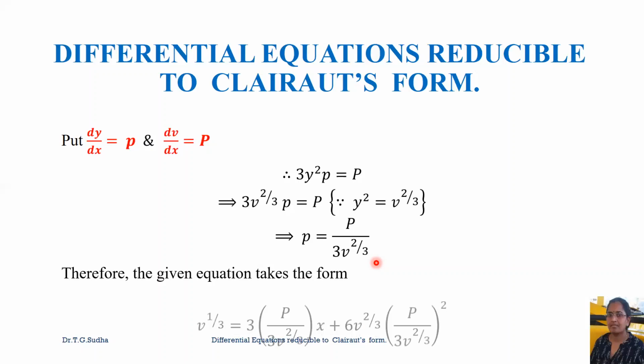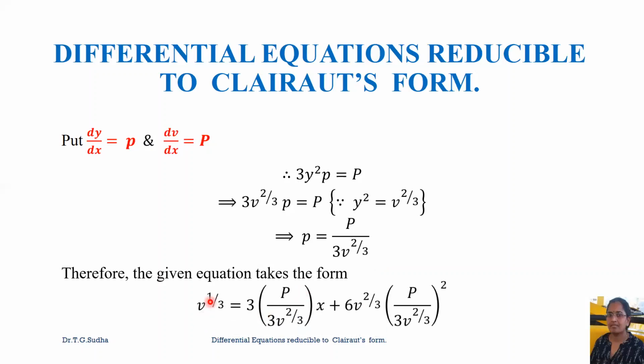So the given differential equation now takes the form v to the power of 1 by 3, that was y earlier, equal to 3 into small p, now in capital P, so P by 3 into v to the power of 2 by 3 into x plus 6 into y square, but y square is now v to the power of 2 by 3, into small p square. So now let us substitute for small p, that is capital P divided by 3 into v to the power of 2 by 3, whole square.